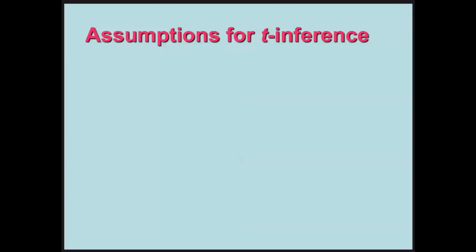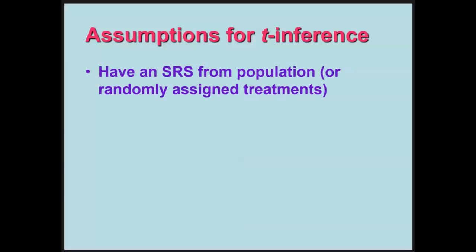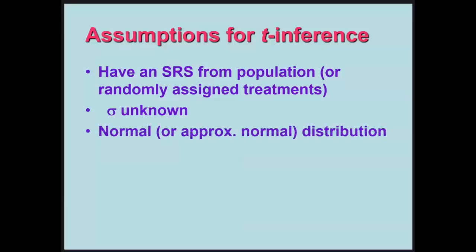Okay, so assumptions for a t-inference procedure. We assume we're dealing with some sort of SRS, or there's some sort of randomness built in, and that can be either stated in the problem or assumed as reasonable from common sense. Since we're dealing with a t-interval, one of our assumptions is that we don't know the population standard deviation. And the third one is that we are dealing with a normal or approximately normal distribution of some type.